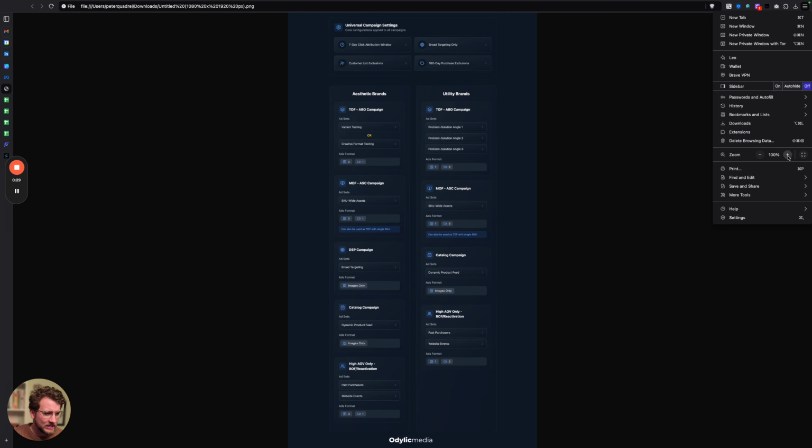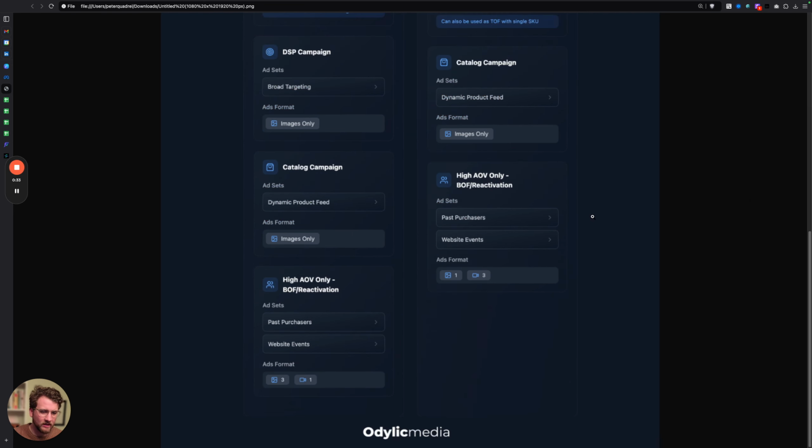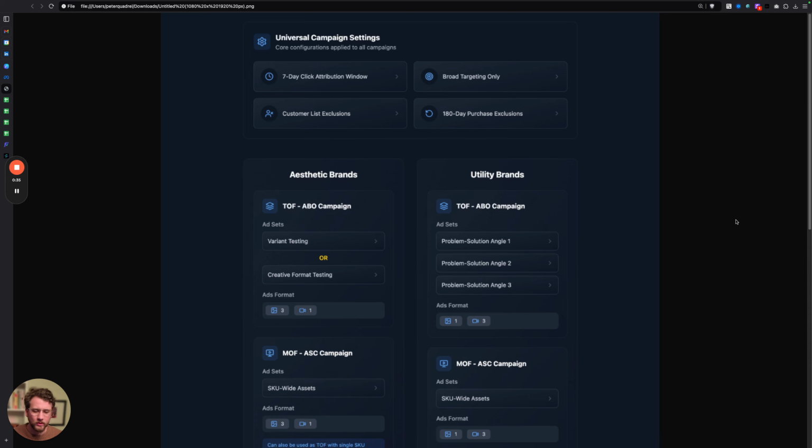All right, so here is the overall campaign structure from what we have seen work best for the majority of brands. And keep in mind, we spend millions and millions of dollars a year on Meta, as well as Google, primarily for premium luxury brands. So that's really our area of expertise. Now, universal campaign settings, just high level, what do these universal settings look like?